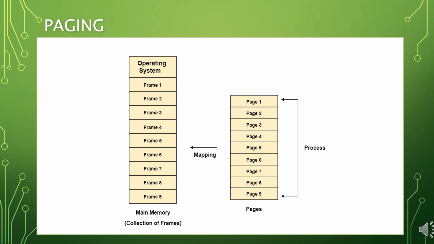So one is collection of frames and one is collection of pages. One page of the process is to be stored in one of the frames of the memory. The pages can be stored at different locations of the memory, but the priority is always to find the contiguous frames or hole.